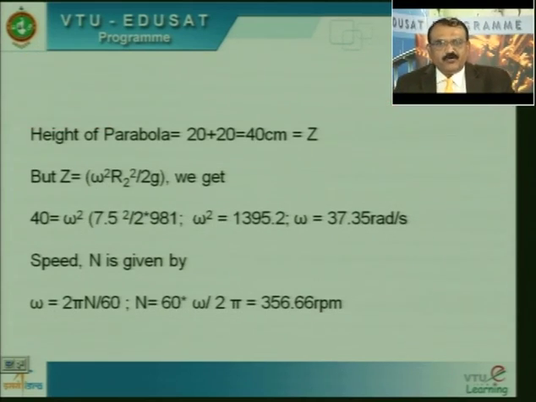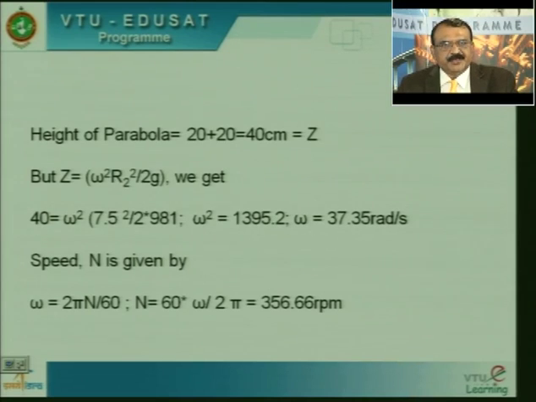Now, if you know this, there is nothing in the problem. So, what is the height of the parabola? Height of the parabola, we represent this as capital Z. Capital Z is equal to x plus y. What is x? X is the fall of water at the center. Y is the rise of water at the edge. What is the fall? Fall is 20 centimeter. What is the rise? 20 centimeter. What is the height of the parabola? Therefore, 20 plus 20, it is 40 centimeter.